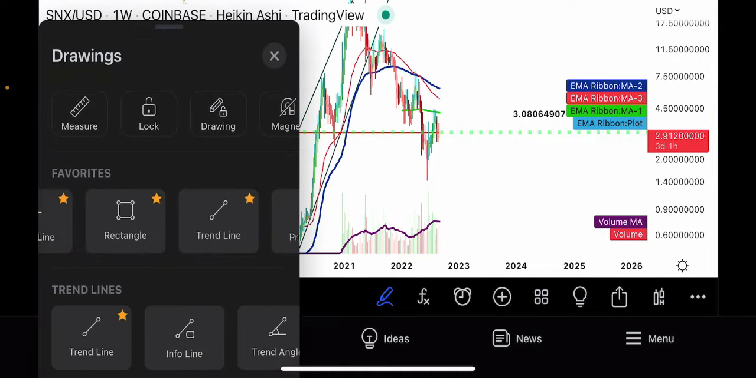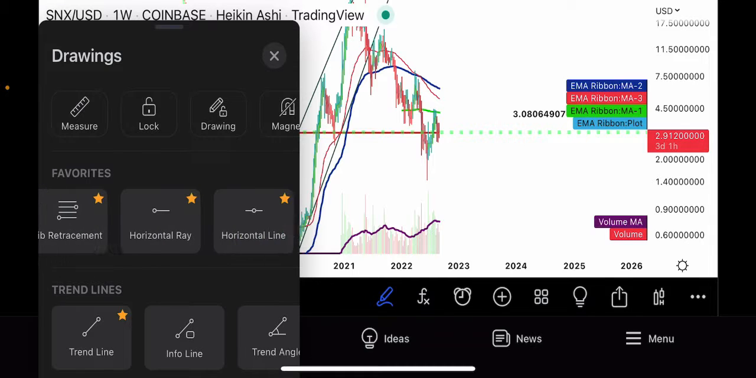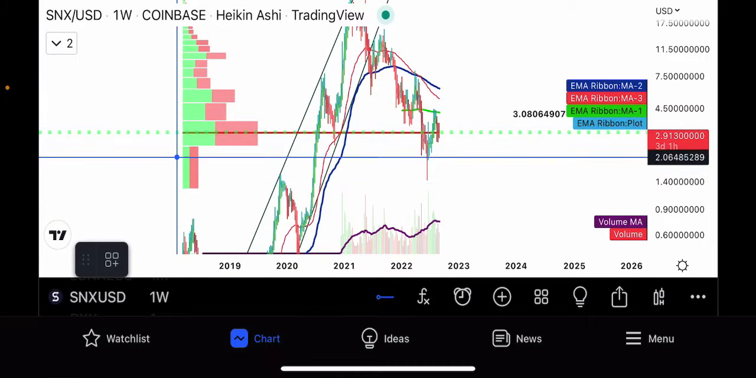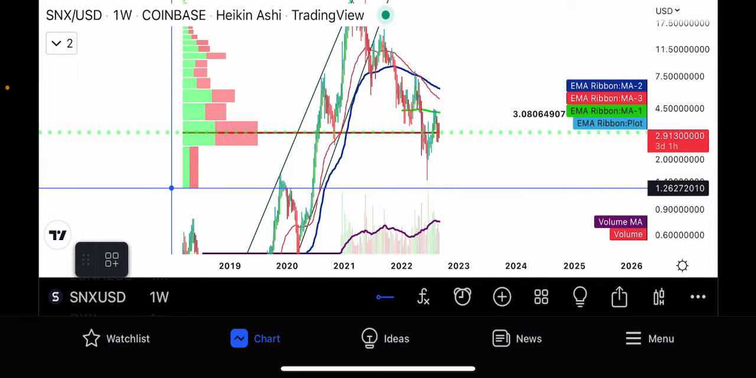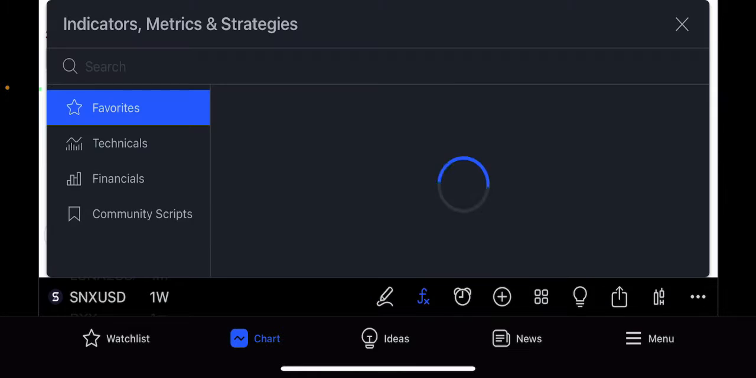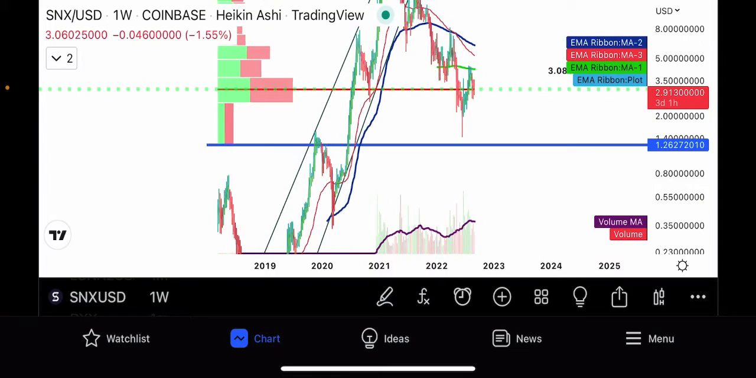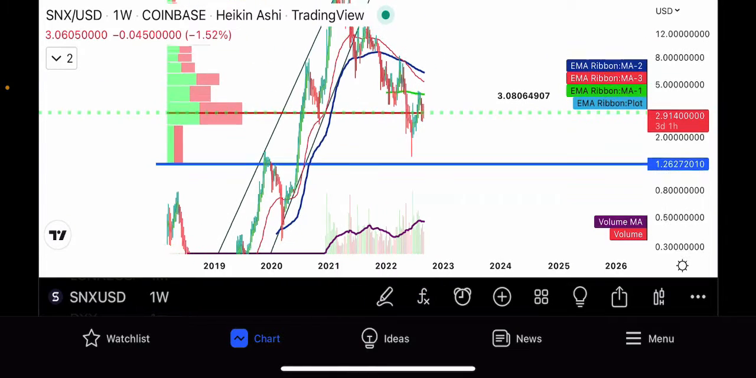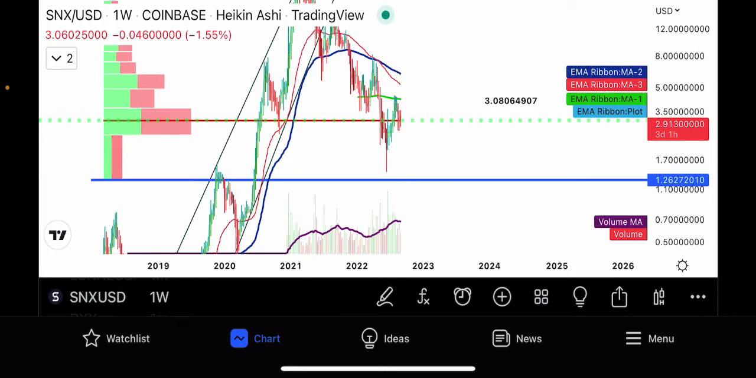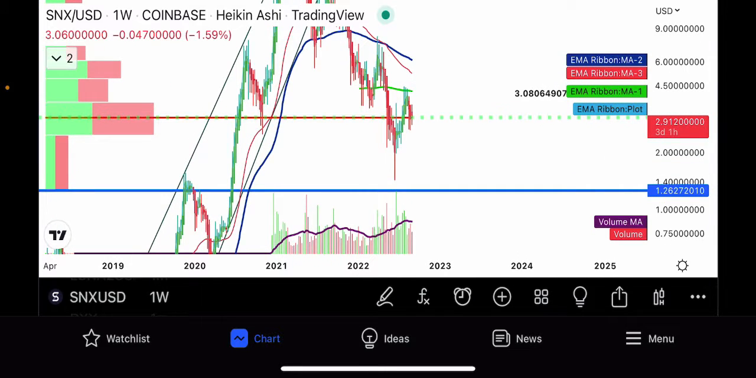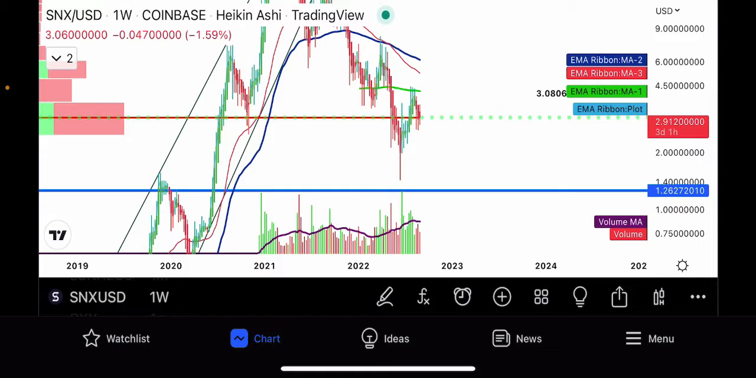If you can't hold that little red area, you're likely to come down to the next major area. You can see how you got supported right here last time. This would be your next big downside target. A previous pump right there at $1.26, right? And that $3.08 range is your major resistance and support. If you're above it, it can be support. If you're below it, it's going to be resistance, right?